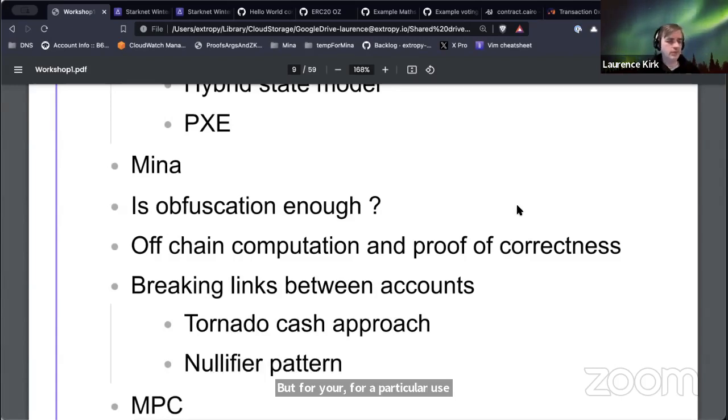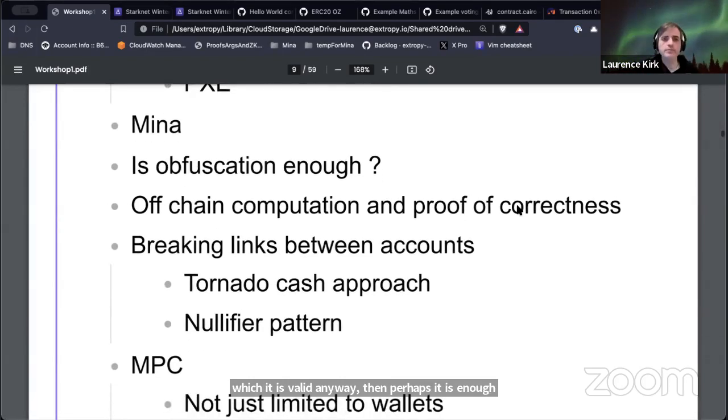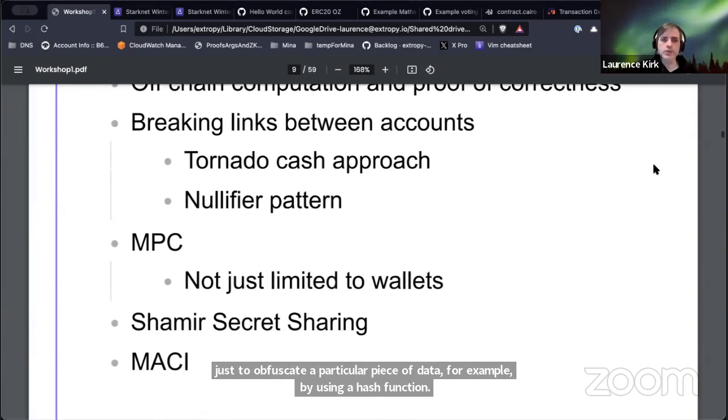For example, if it's a game or something like that, where maybe the results of details leaking are perhaps not that important, or maybe there's a short time in which it is valid anyway, then perhaps it is enough just to obfuscate a particular piece of data, for example, by using a hash function. Yeah, I've just spoken about the idea of off-chain computation.